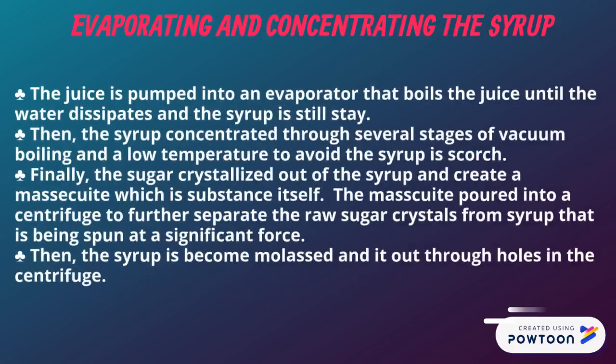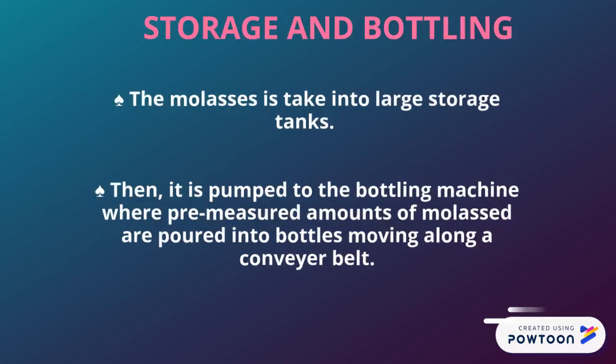The juice is pumped into an evaporator. Then the syrup is concentrated by vacuum boiling. And finally, the sugar is crystallized out of the syrup. Then the syrup becomes molasses and comes out through the holes in the centrifuge. For storage and bottling, the molasses is taken into a large storage tank. Then it is pumped to the bottling machine.